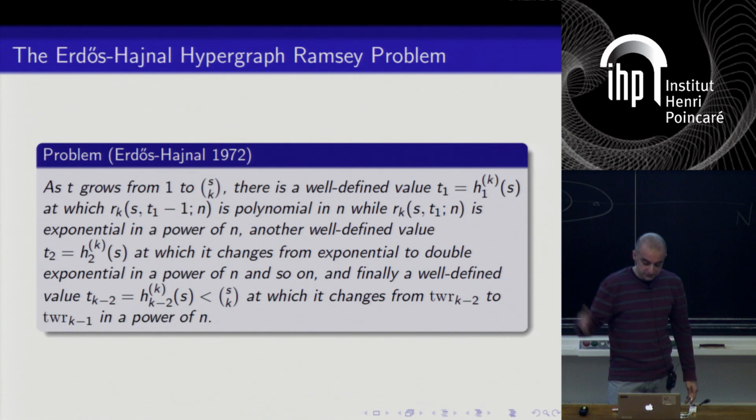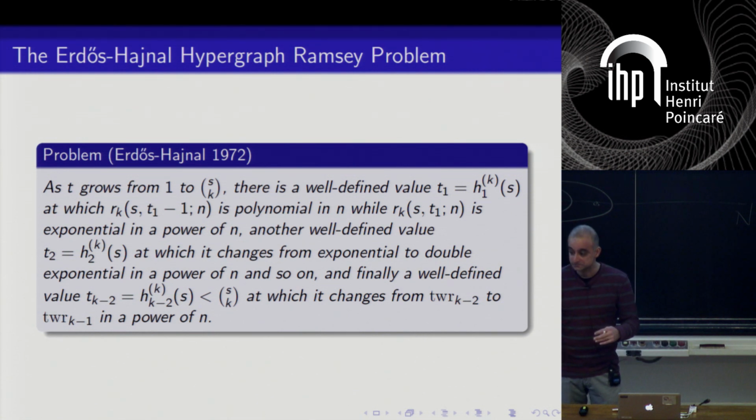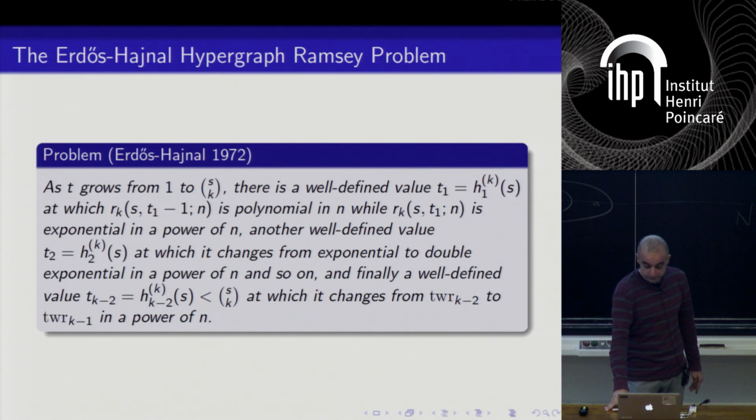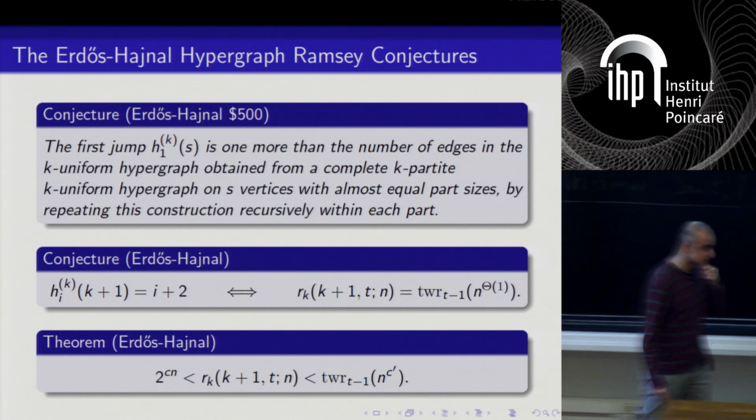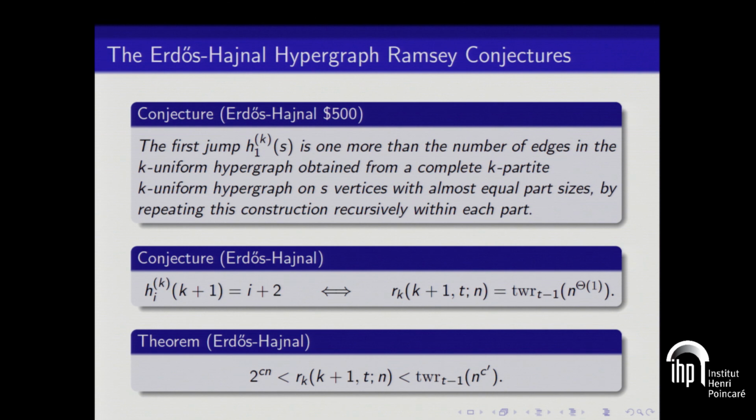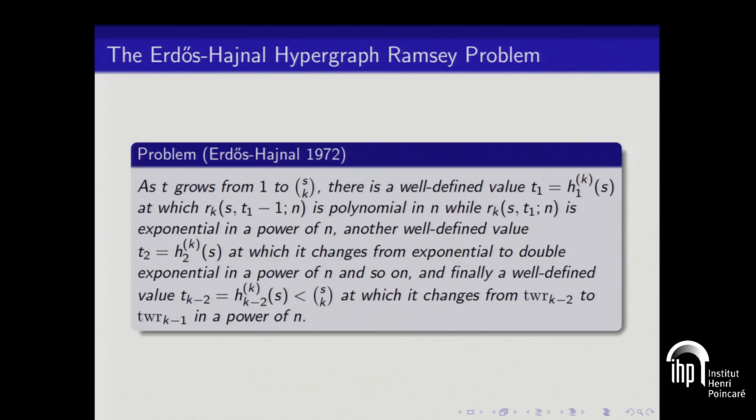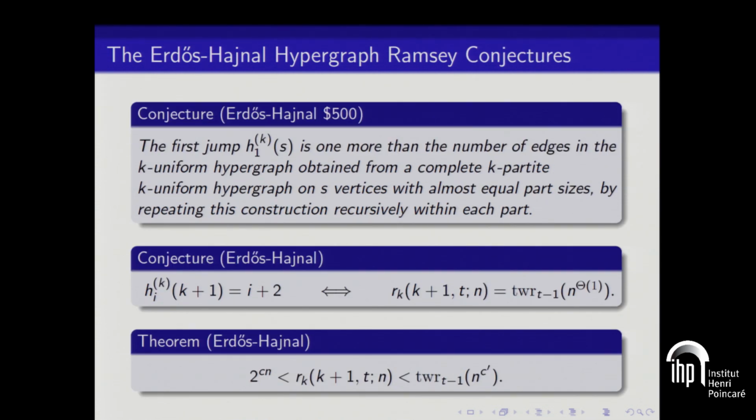And at the very end, even if you're less than s choose k, the assertion was that you get to the bound for the off-diagonal problem. Slight 1 or 2 less. So it was remarkable given how little they knew about this parameter in general. And there's one other famous Erdős problem in this area, which is what is the value of h1, the very first jump, when things go presumably from polynomial to exponential. And there's a conjecture on what this value is.